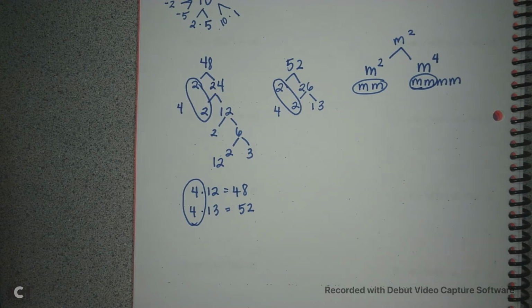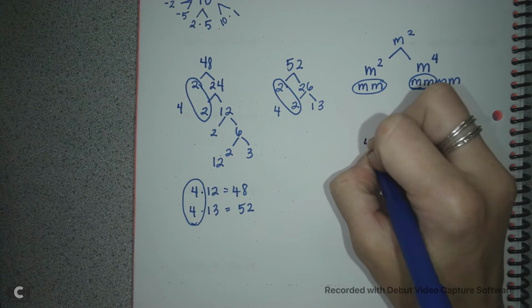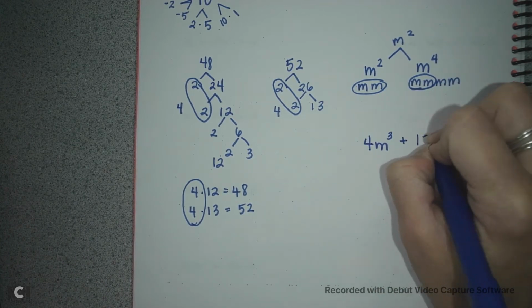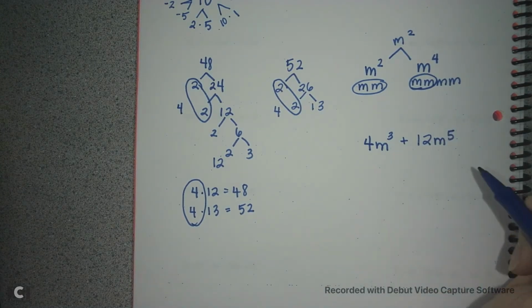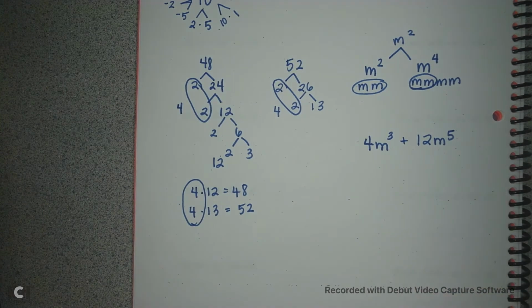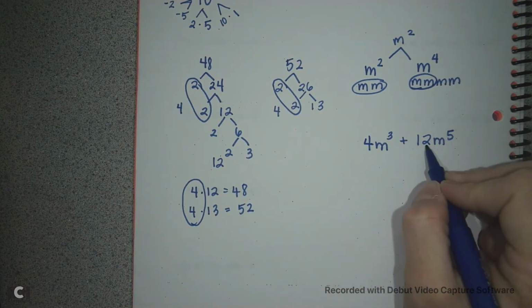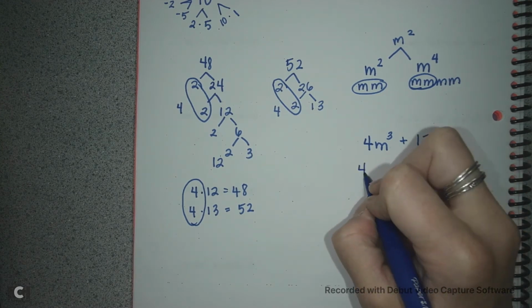Now, sometimes you have letters and numbers, and you also have some sort of expression. So, for example, if I had like 4m to the 3rd and 12m to the 5th. So what we're going to do is we're going to take out the biggest numbers that can go in each of them, the greatest common factors. So 4 can go into itself, and it can go into 12. So the biggest number to come out of both of these terms is 4.